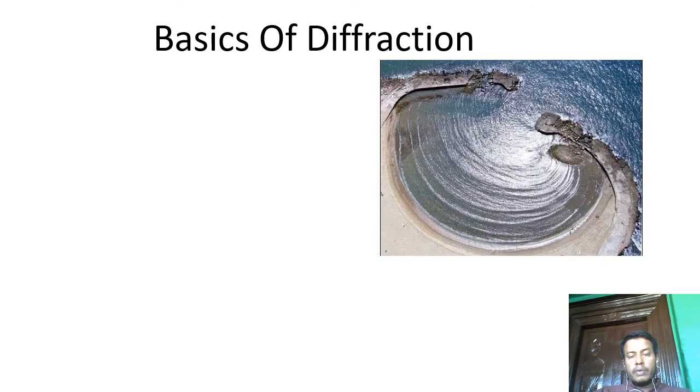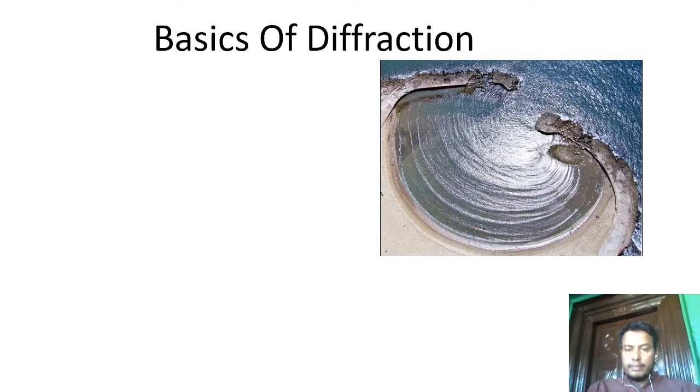From this figure we can see there is a small gap in a lagoon. Water rushes through this small gap, and due to this small gap it creates a wave. You can see the wave formed around this point. It is only a small gap, but the waves spread with a large radius.